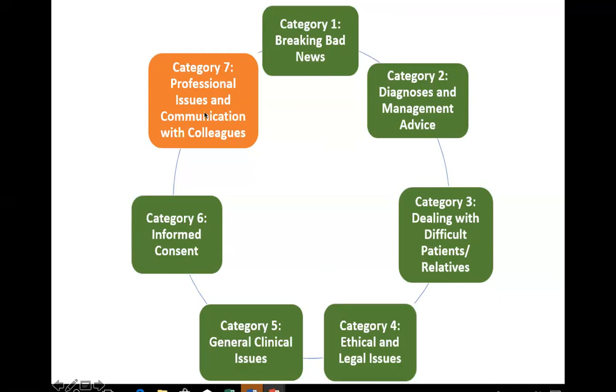The seventh category is professional issues in communication with colleagues. Here I'll explain some ethical points when you deal with a colleague who was found to be, for example, hepatitis B or C positive, and how to deal with a colleague who got a needle stick injury, for example. We'll also have a lecture about infection control, MRSA, and Clostridium difficile infection. Also, we'll have a discussion about the postmortem examination and how to counsel a patient and assess his fitness to fly.